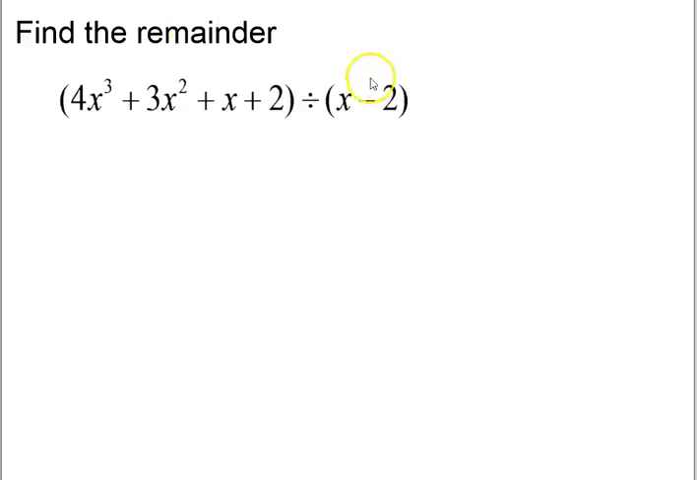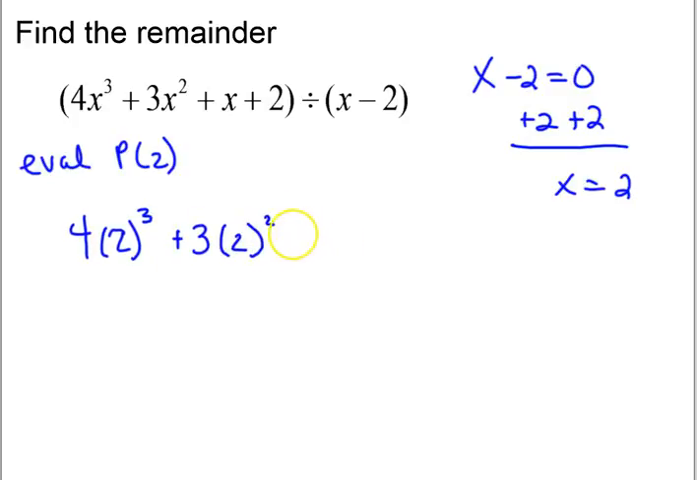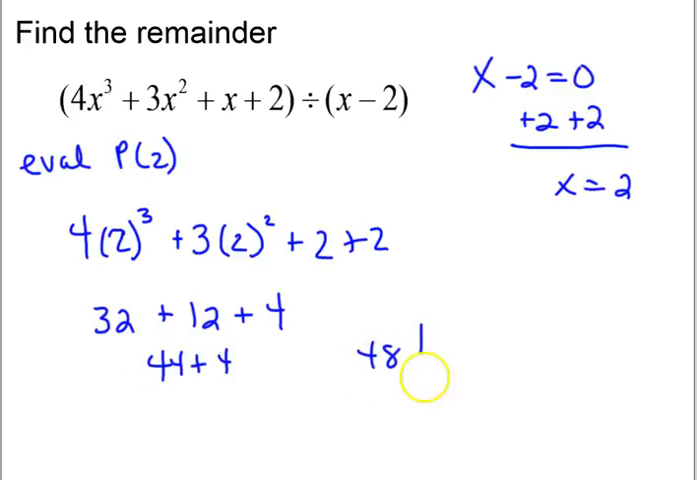Let's try another one. Let's find the remainder of this polynomial. Is x minus 2 a factor? So x minus 2 equals 0. Add 2. So I'm going to evaluate this at 2. I'm going to evaluate p of 2. So 4 times 2 cubed, plus 3 times 2 squared, plus 2 plus 2. So 4 times 8 is 32. 3 times 4 is 12, plus 4. So 32 and 12 is 44, plus 4, shnikes, 48. No way. x minus 2 is not a factor.